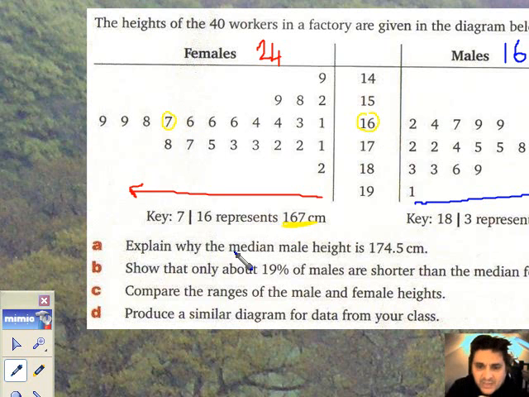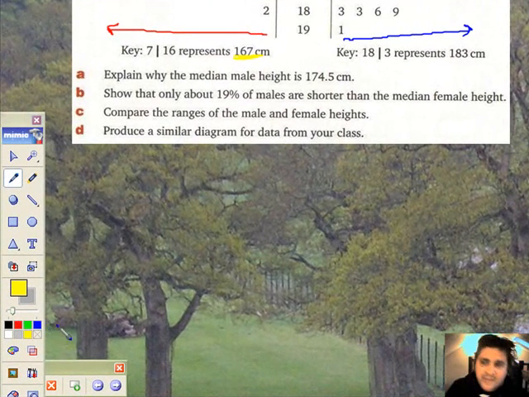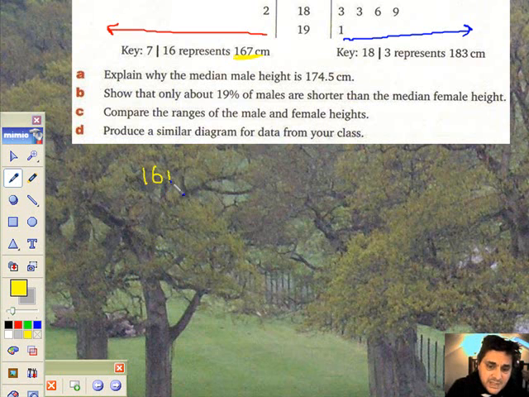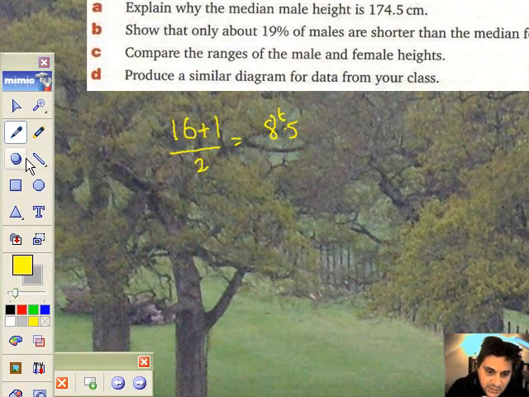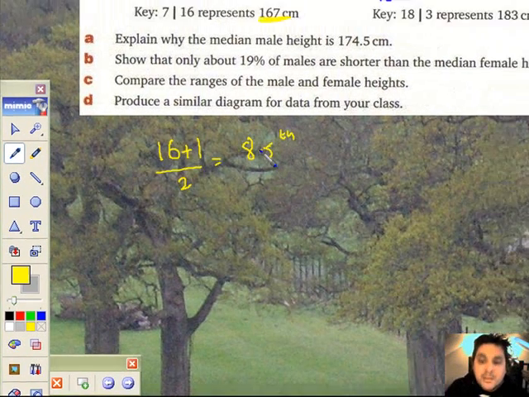Now, explain why the median male height is 174.5. There aren't any decimal places there, only whole numbers of centimetres. Now, let's take a look. I've calculated that there are 16 males, so to find the median, I'd take 16 males, add on 1, divide by 2, that's 17 divided by 2. I'm looking for male number 8.5.